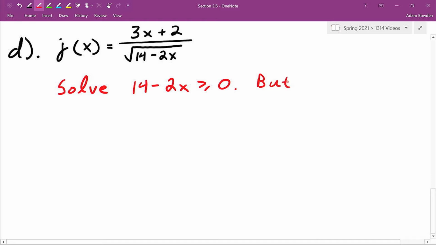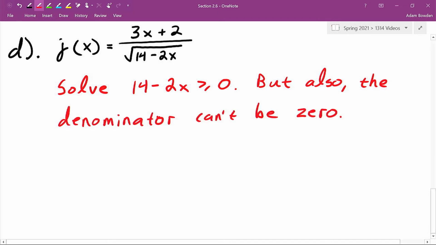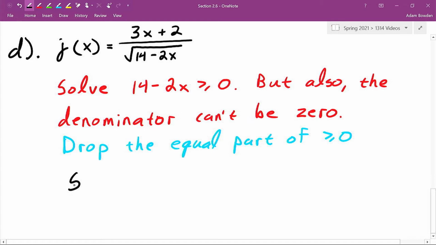But we can also make note the denominator can't be 0. As a result, we can simplify our process here. We're going to drop the equals part of the greater than or equal to. So what that means is we're going to just solve for 14 minus 2x strictly greater than 0. That way we're dropping the part that would cause division by 0 in the denominator. That'll be enough to figure out what the domain is on this one.